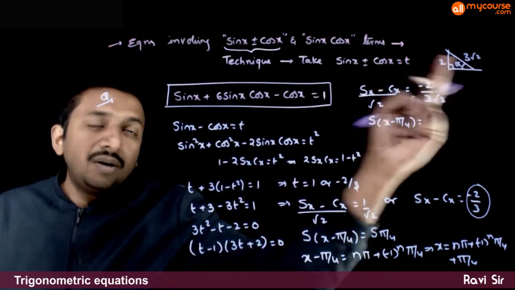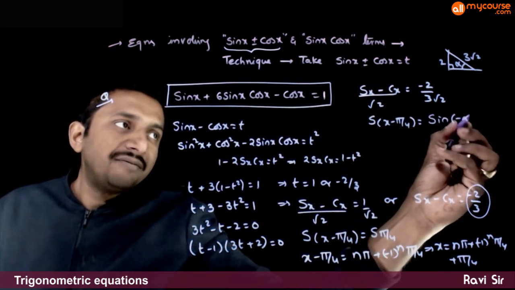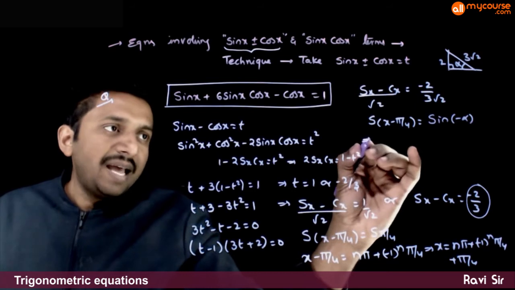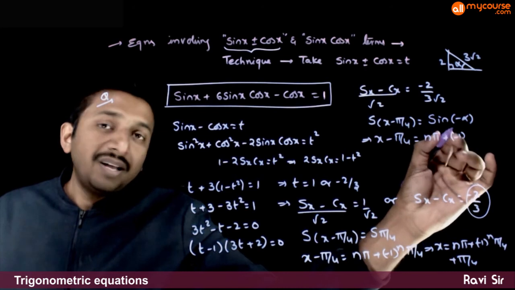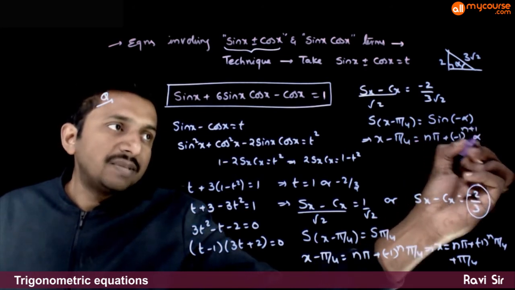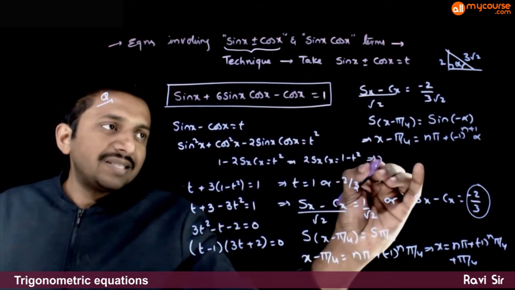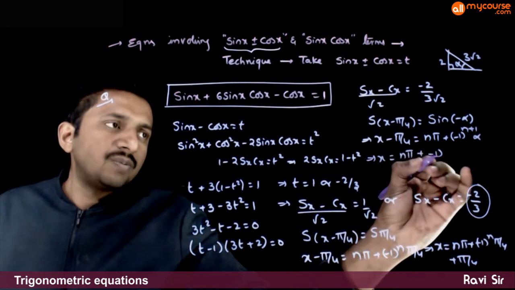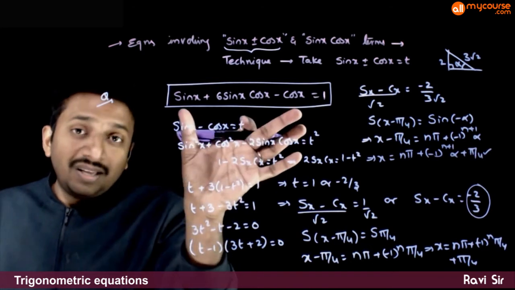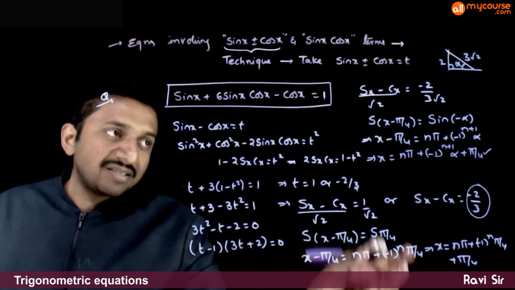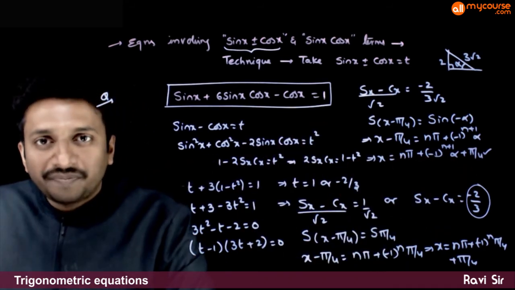So sin alpha is equal to 2 by 3 root 2. This is minus 2 by 3 root 2. So sin of minus alpha, right? So this implies x minus pi by 4 is equal to n pi plus minus 1 whole power n times minus alpha, that is n plus 1 times alpha, where alpha is an angle whose sine is 2 by 3 root 2. This implies x is equal to n pi plus minus 1 whole power n plus 1 times alpha plus pi by 4. So the solution to this equation is either this or this. So you have the solution as a union of these two solutions.